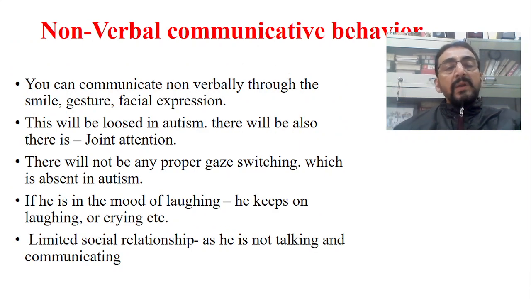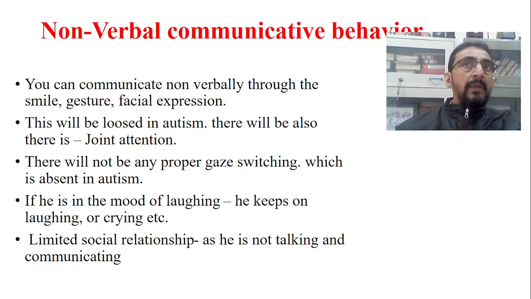Now you can communicate with a child verbally or non-verbally, through a smile, gesture and facial expression, and this will be lost in autism. Usually if a child, other than autism, is not able to talk, we can go for non-verbal communication methods, isn't it? That will help to communicate. But unfortunately in autism even the non-verbal communication methods are lost, and there will also be loss of joint attention.